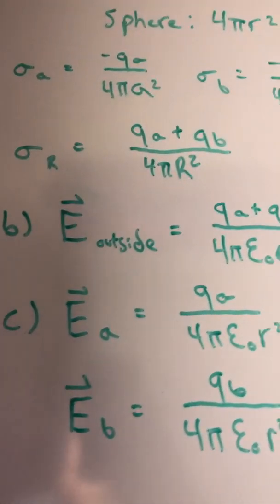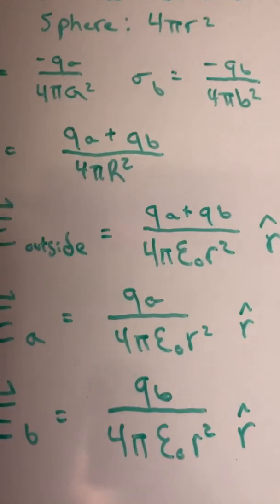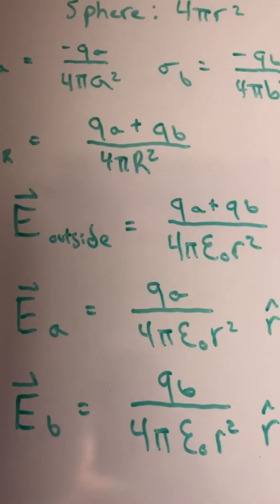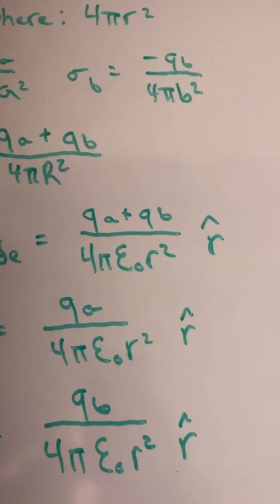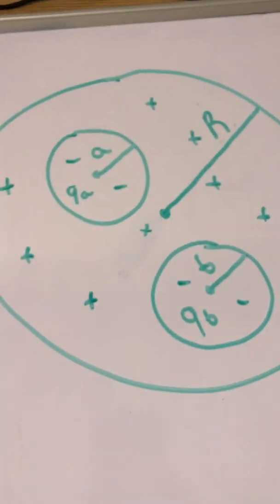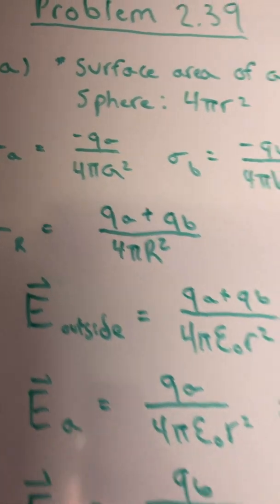Alright, for part B, it says what is the field outside the conductor. Basically we're treating the whole thing as a point charge again to find the electric field. So for E outside it's going to be Q_A plus Q_B over 4 pi epsilon naught R squared, and that's because we're using the whole sphere and treating it as a point charge, using that sigma R charge density.